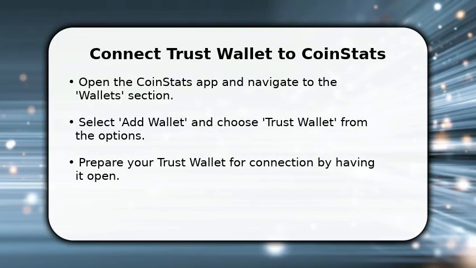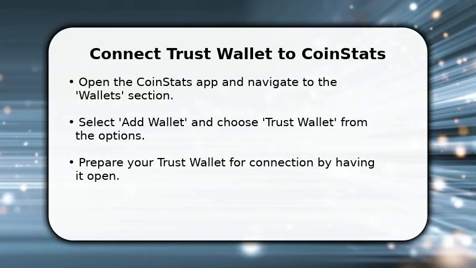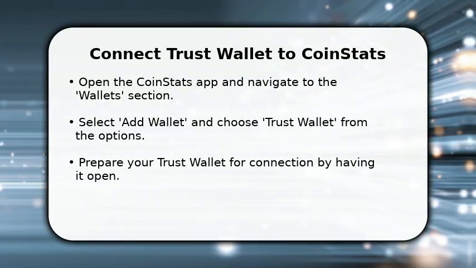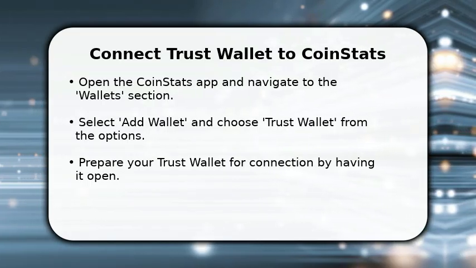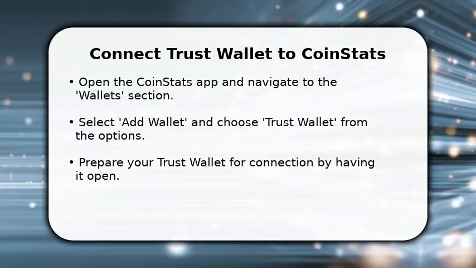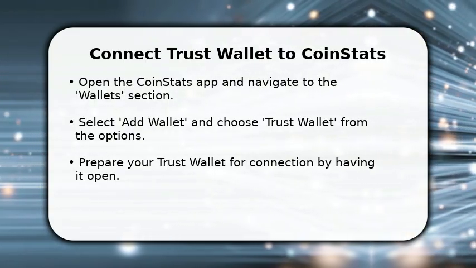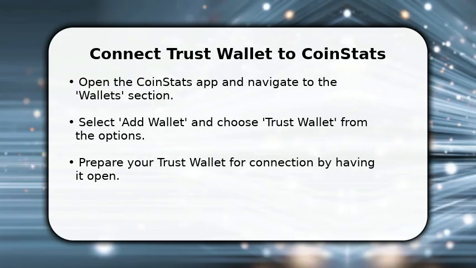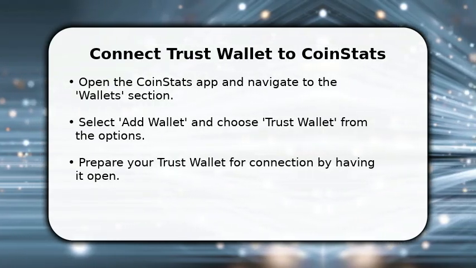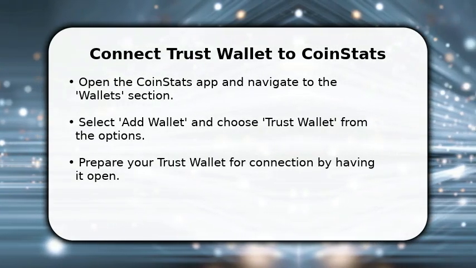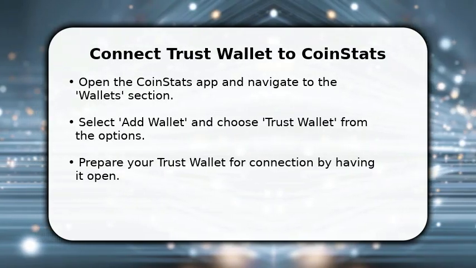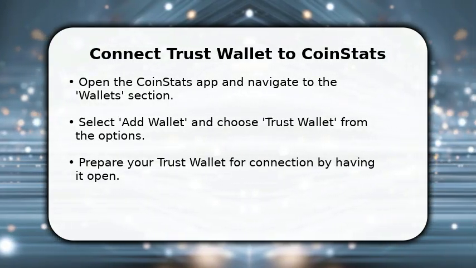In this video, I will show you how to connect Trust Wallet to CoinStats. First, open your CoinStats application and locate the Wallets tab. From there, you will select Add Wallet and then choose Trust Wallet from the list of available options. Make sure your Trust Wallet is already open and ready on your device for a smooth connection process. This initial step is crucial for syncing your crypto portfolio.